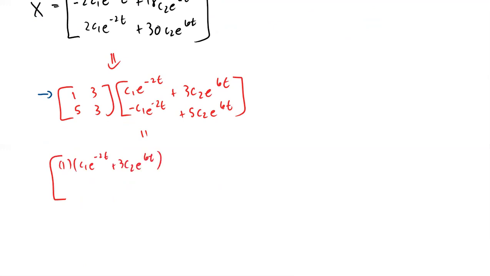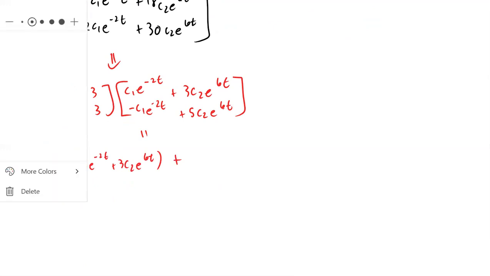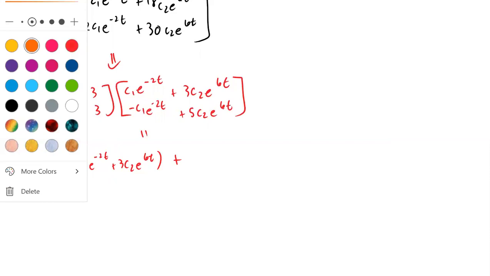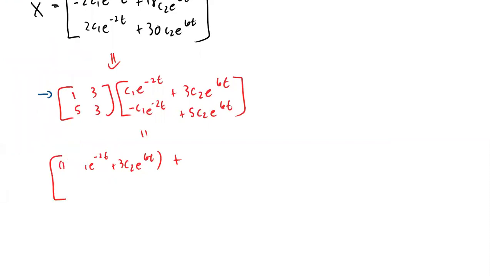And then plus the second entry in row 1 times the second entry in the vector. And you know what? Let's change colors. I think too much red is not good, so let's change to orange, for example. Again, the first part, a little bit bigger: 1, the first entry in the first row, times the first entry in the vector.